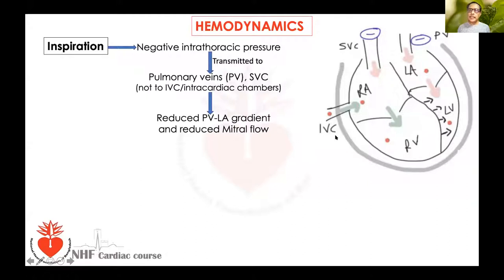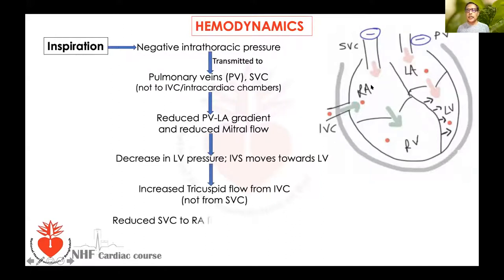On the other hand, IVC, because during inspiration, intra-abdominal pressure increases, so all the blood rushes through the IVC to the RA to RV. RV dilates and pushes the septum to the LV, and RA pressure rises, and this in turn gives rise to what we know as Kussmaul sign.